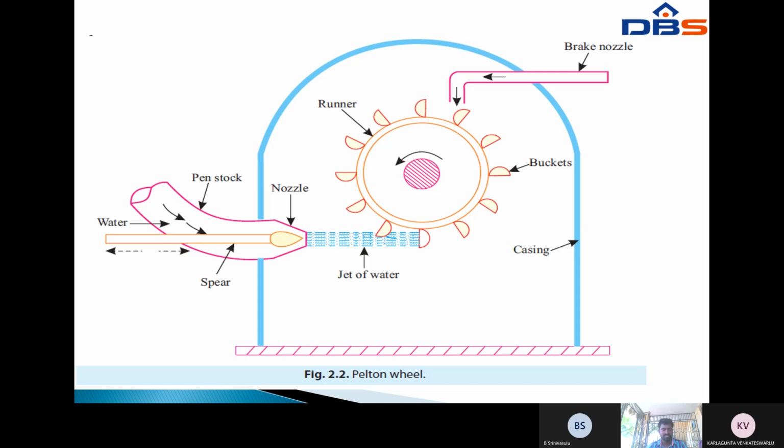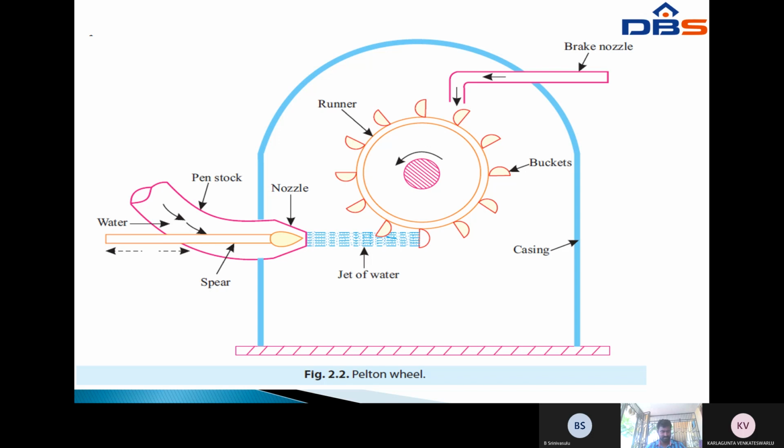The water comes into the penstock, leaves through the nozzle, and strikes the buckets. Then the wheel rotates. The wheel is connected to the hub, the hub is connected with the shaft, and the shaft is connected with the generator. The wheel is rotating, and the shaft is rotating. The rotational energy is converted into electrical energy by using a generator. This is a Pelton wheel turbine. This is a tangential flow turbine, since the water direction is tangential.